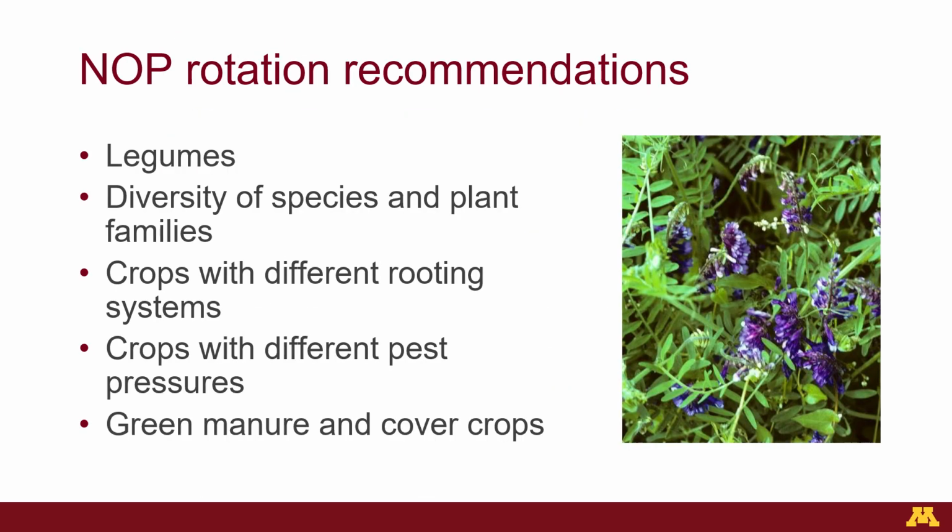The NOP has recommendations for what to incorporate in organic rotations. These include legumes to add nitrogen, a diversity of plant species and plant families to break up pest cycles, crops with different rooting systems to improve soil quality, crops with different pest pressures to reduce pest proliferation, and green manures and cover crops to suppress weeds.